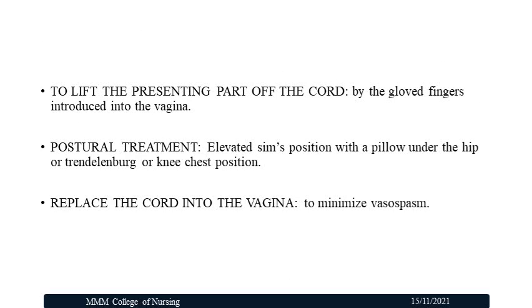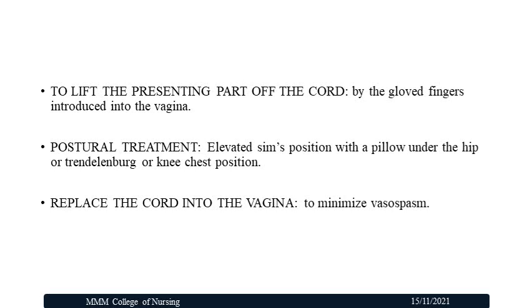The next step is to lift the presenting part off the cord by gloved fingers introduced into the vagina. So the midwife or the doctor will insert their gloved fingers through the vagina in order to lift the presenting part so that the cord cannot be compressed.